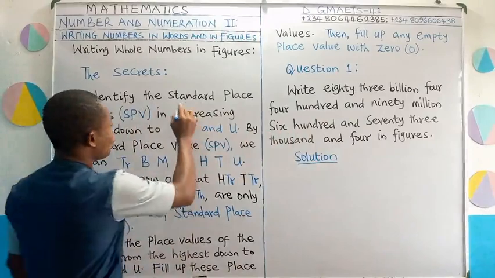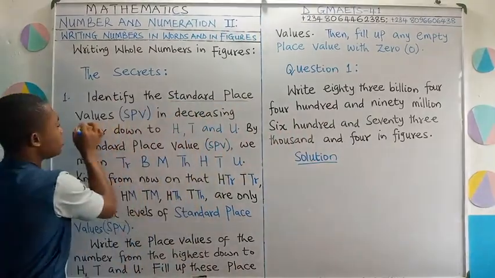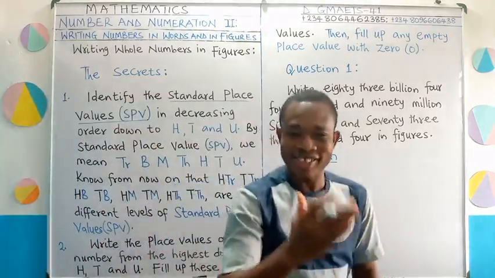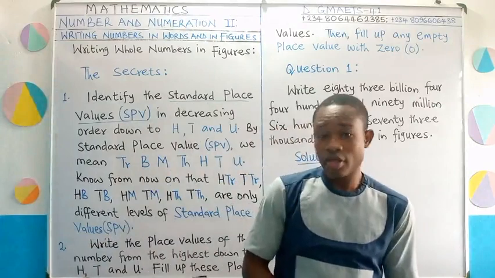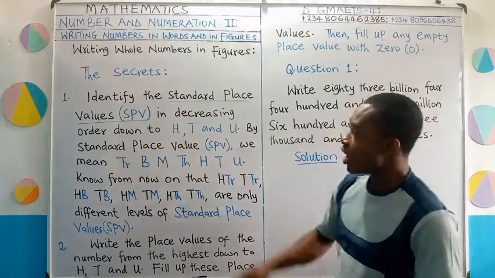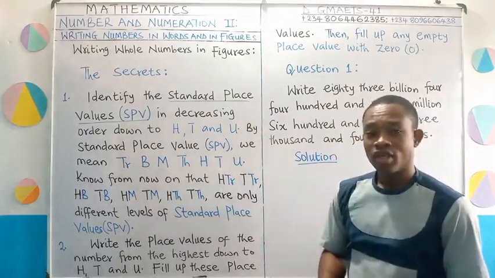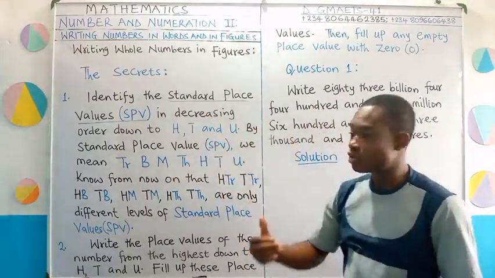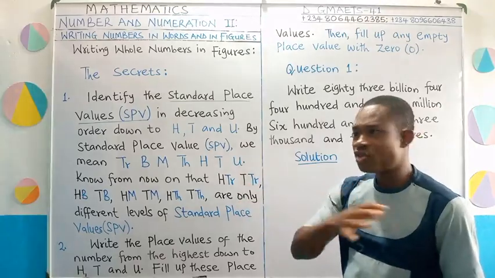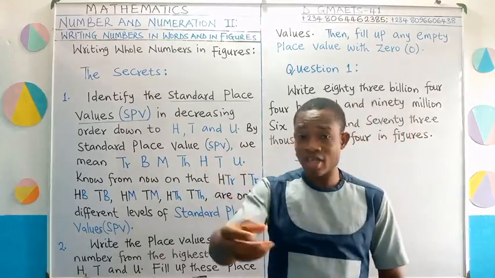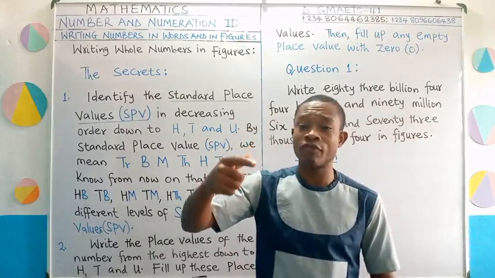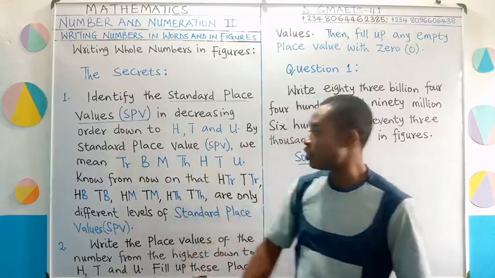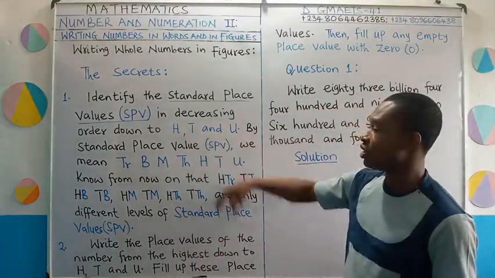I think I have to underline this, which means that when you're talking about place values, there are these ones we call standard place values. Don't worry, you'll find out. So you have to identify the standard place values. In identifying this, it's best to do it from the highest to the lowest, so in decreasing order. Because generally when a number is given to you, if you pronounce a number, you always start the pronunciation from the biggest number, from the biggest digits, the highest place value. So you take it down to what? Hundreds, tens, and units.